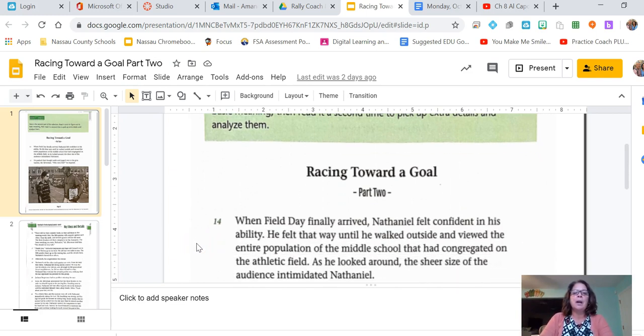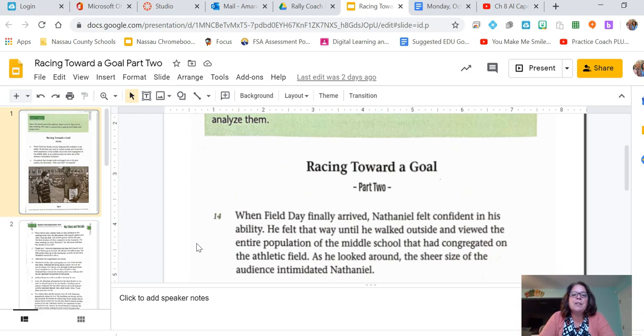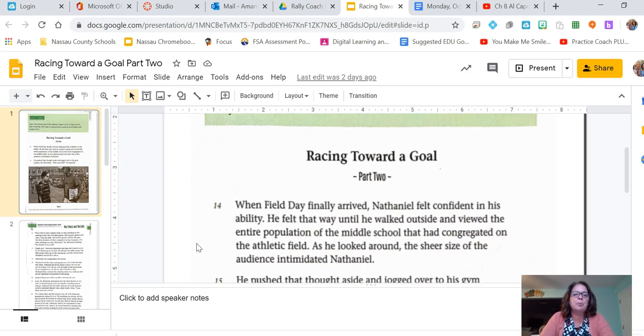When field day finally arrived, Nathaniel felt confident in his ability. He felt that way until he walked outside and viewed the entire population of the middle school that had congregated on the athletic field. So congregated just means they all gathered there in one spot. As he looked around, the sheer size of the audience intimidated Nathaniel. So when he looks around, he sees the entire middle school out on the football field. He gets nervous. So when you're intimidated, you feel unsure of yourself. So he's feeling unsure of himself because of all the people.